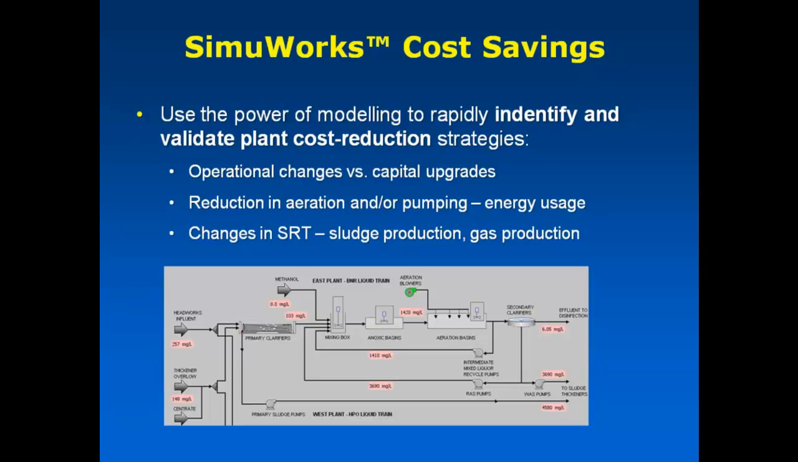We also have the option to run simulations that would allow us to do energy savings, to see whether I could reduce some aeration or some pumping, and see if I can get the same kind of performance while using less energy. We can also use that to take a look at running at a different SRT. If I run at a different sludge age, is that going to affect my sludge production, and what may happen with my changes in gas production from that?